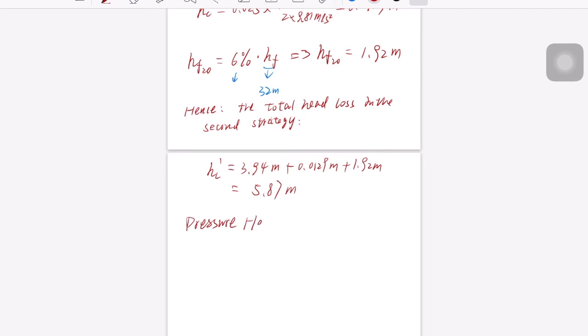So now we can get the pressure head again. It equals the head loss in the first strategy minus the head loss in the second strategy. So the value is 26.1 meter. Oh, we have done this problem.